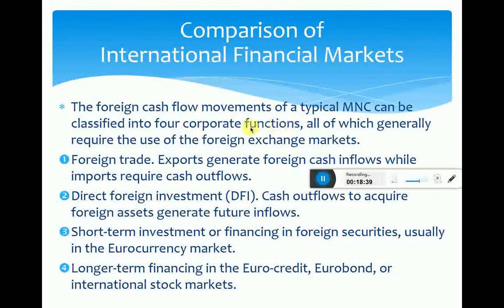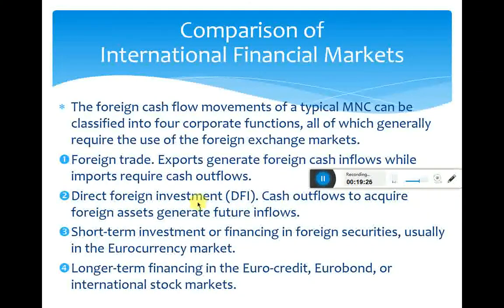Corporate functions means four types of functions where there is involvement of cash flow, cash coming in, cash going out of the multinational corporations. So if someone asks you what the four corporate functions of a typical multinational corporation are, which involve cash flow or movement of funds from one country to another affecting the foreign exchange market, we will say foreign trade, foreign direct investment, foreign short-term investment, and long-term investment. Foreign trade is basically when exports generate foreign cash flows while imports require cash outflows.